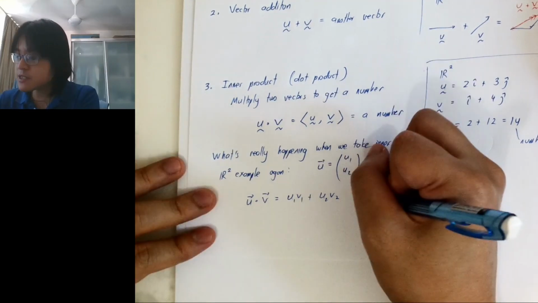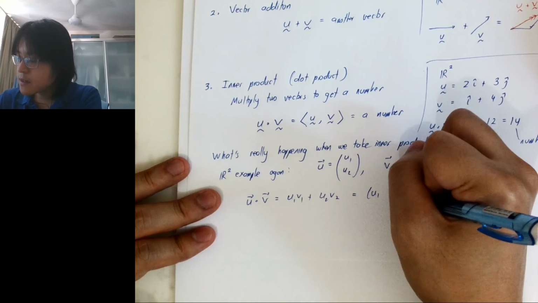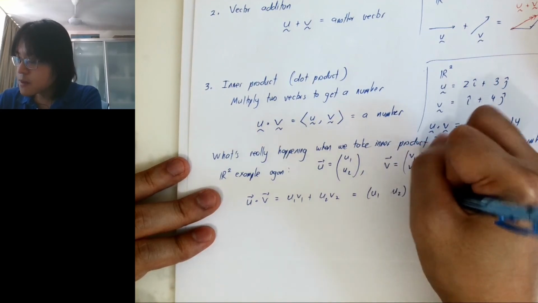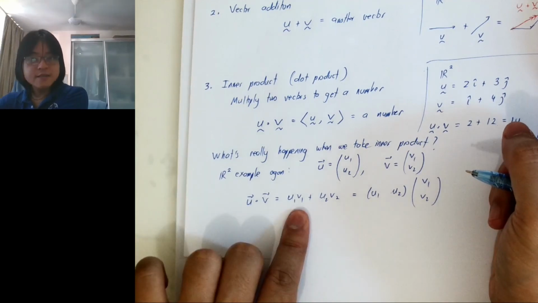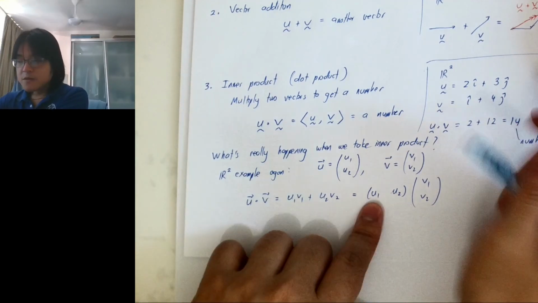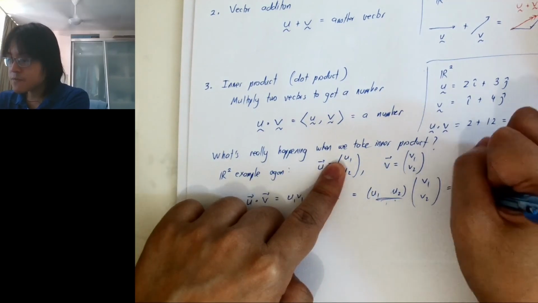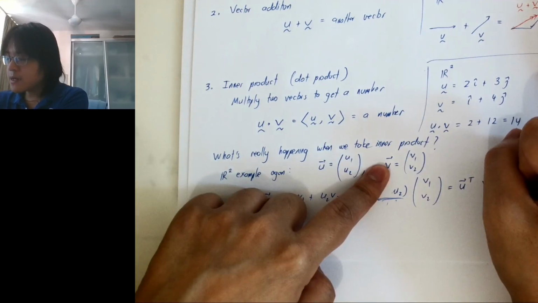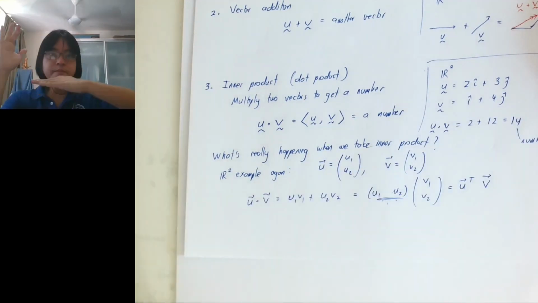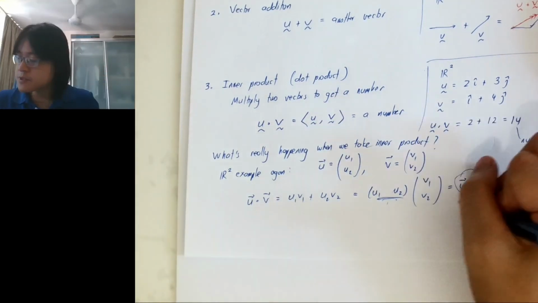So what we have here is the row vector u1 u2 multiplied by the column vector v1 v2. So this will guarantee I can get this, right? What is happening here is, this is the transpose of this column vector multiplied by this column vector. Okay, so this is the transpose.